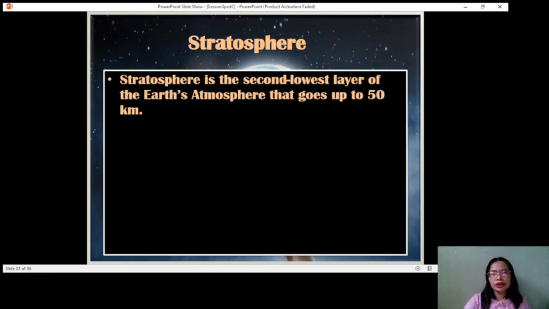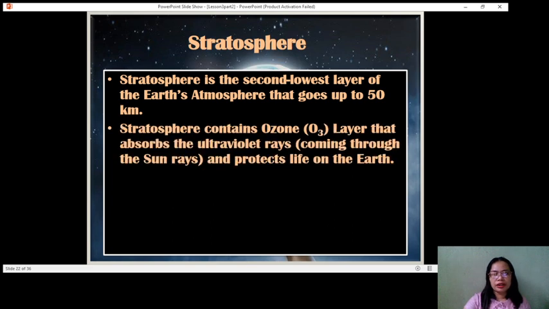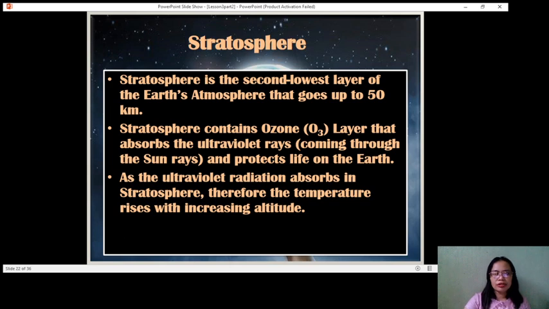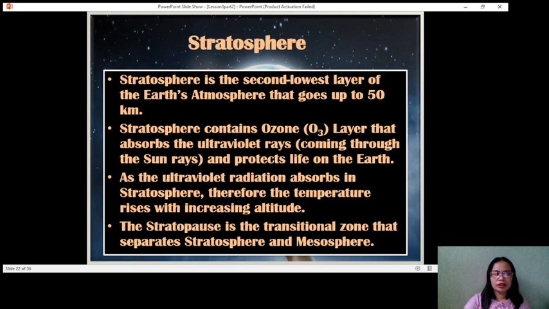The stratosphere is the second lowest layer of the Earth's atmosphere that goes up to about 50 km. The stratosphere contains the ozone layer that absorbs the ultraviolet rays coming through the sun rays and protects life on Earth. As the ultraviolet radiation is absorbed in the stratosphere, the temperature rises with increasing altitude. The stratopause is the transitional zone that separates the stratosphere and mesosphere.